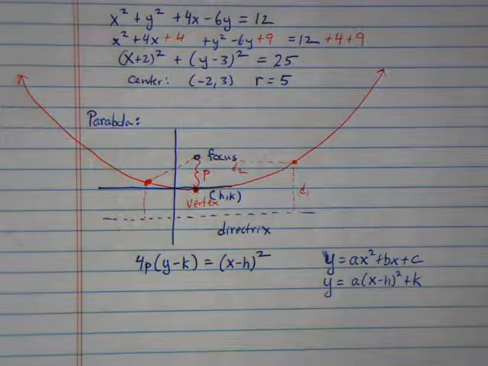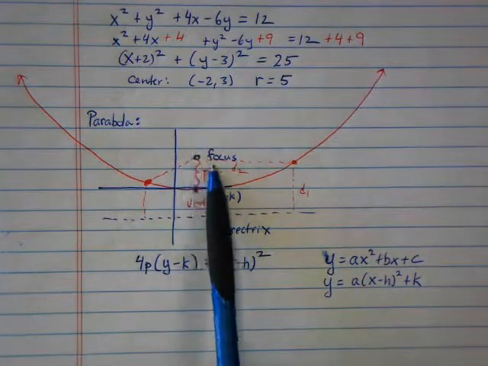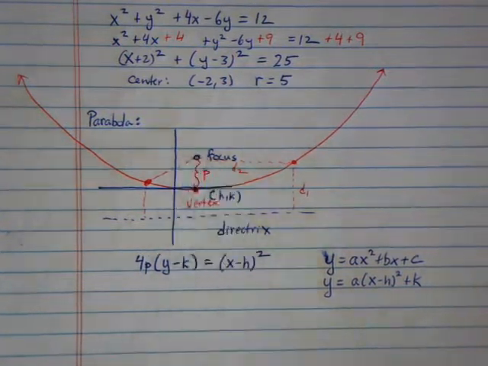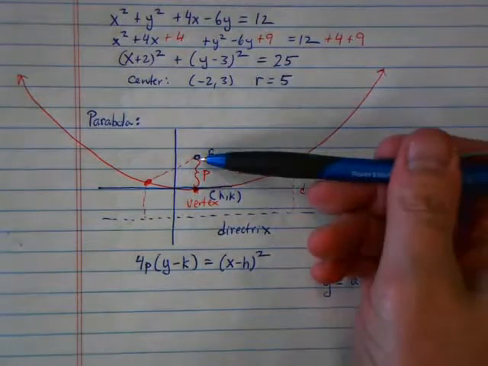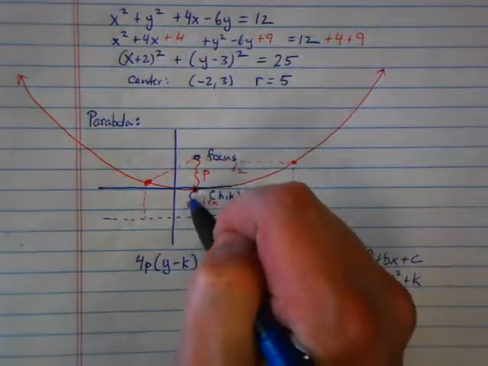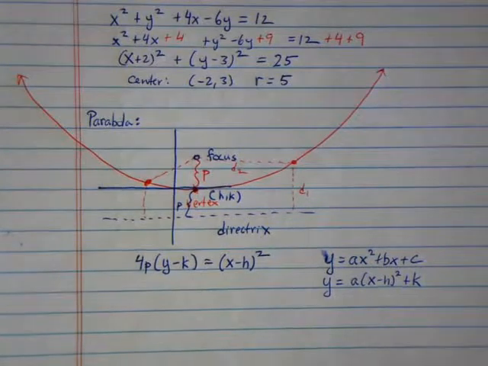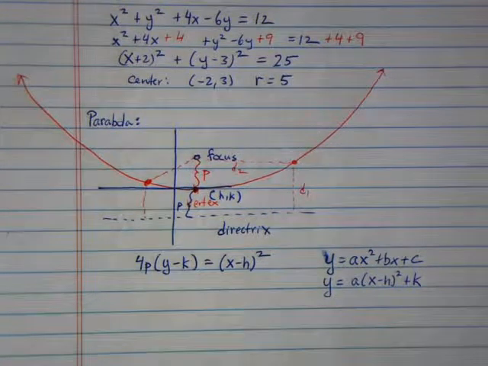Parabolas have a very interesting property in connection with this focus. Anybody know the importance of the point called the focus? From the vertex to the focus is the same distance as from the vertex to the directrix. That's true. The distance here is p. The distance there is also p. That's true. That's not what I was thinking of, though.